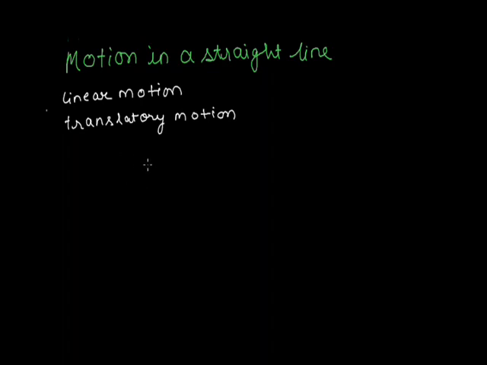Like when we talk about this line, an object is placed here. This object has to travel on the straight line. It can either go forward or backward. This type of motion is known as motion in a straight line. Okay. Now we will talk about distance and displacement.